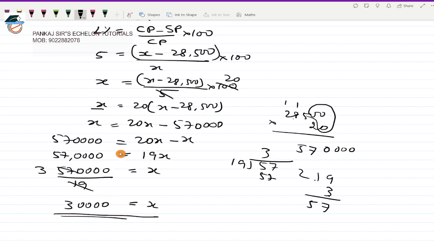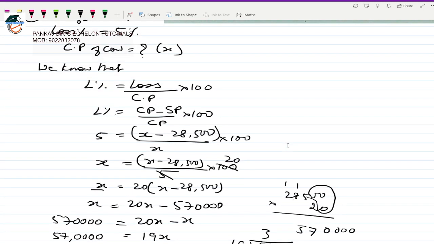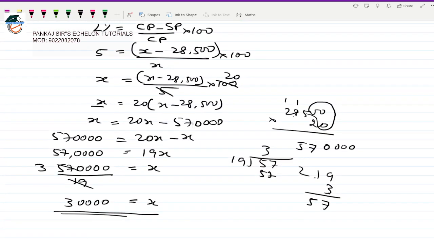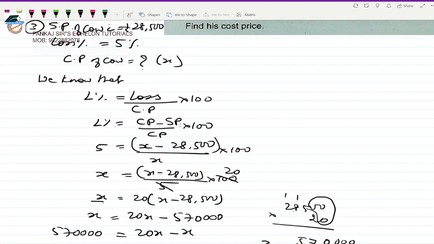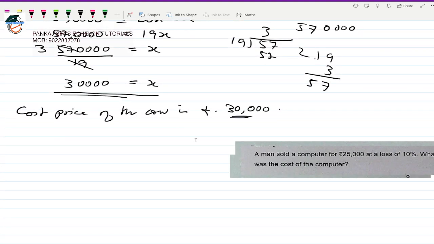What was this x? X was nothing but the cost price of the cow. So we can write that the cost price of the cow is rupees 30,000. So that was example number 3, and now let us go to example number 4.